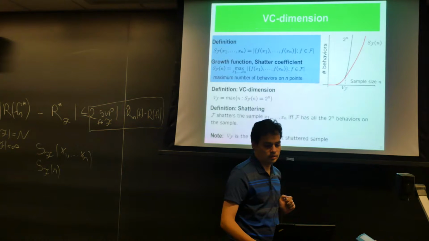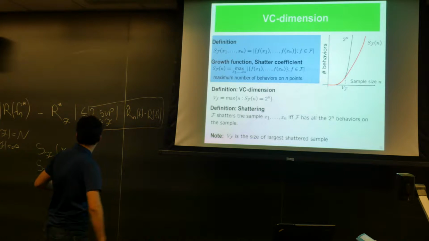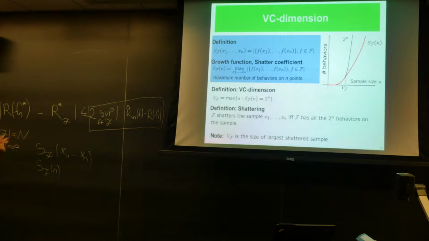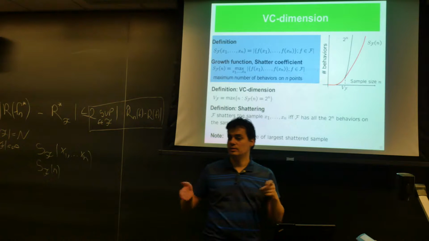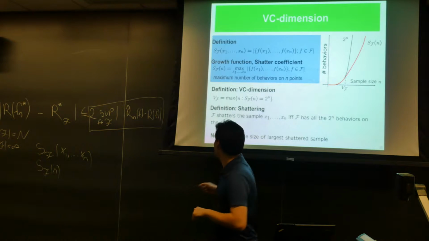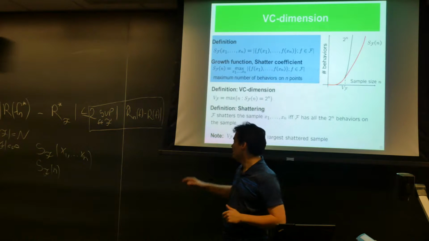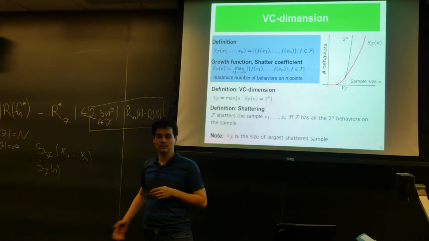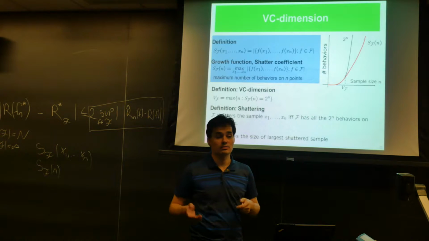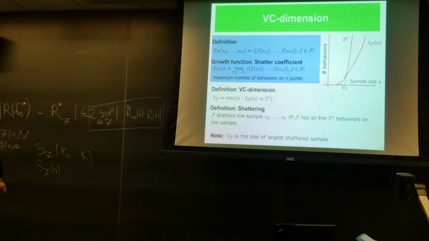Right, and then we define the VC dimension as the first sample size where this s_F(n) stops behaving like 2 to the n. We looked at some examples like linear classifiers, where in 2D, when n was 1, 2, or 3, this s_F(n) was 2, 4, and 8. But after that, s_F(4) was less than 16, and then we said that the VC dimension in this case was 3. So it's the last sample size where it's still 2 to the n.